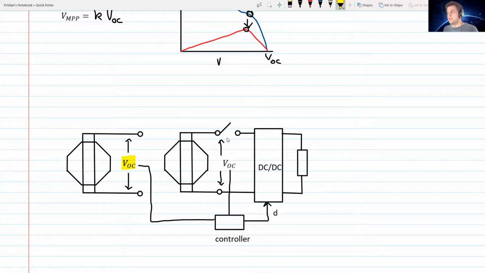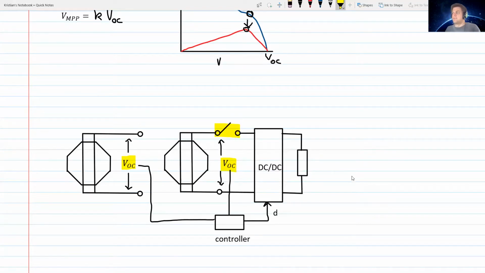The other method is to introduce a switch into our PV setup. We can then periodically open and close this switch and measure the voltage while the circuit's open. This voltage while the circuit is open will give us our open circuit voltage.